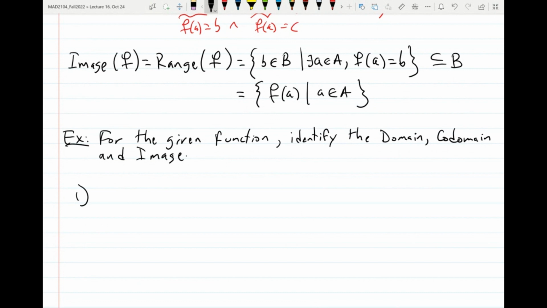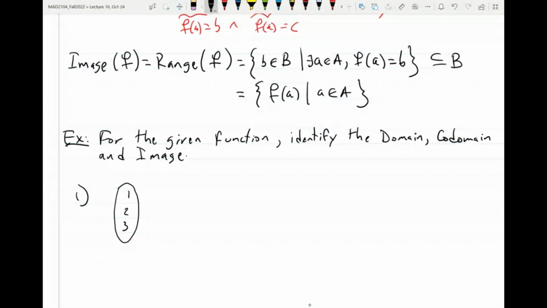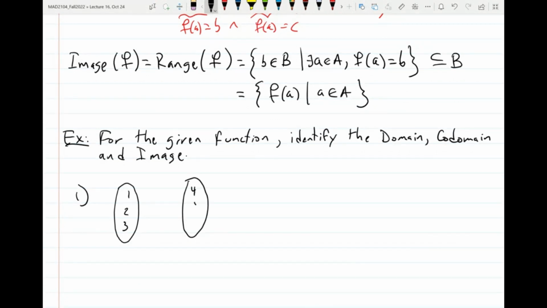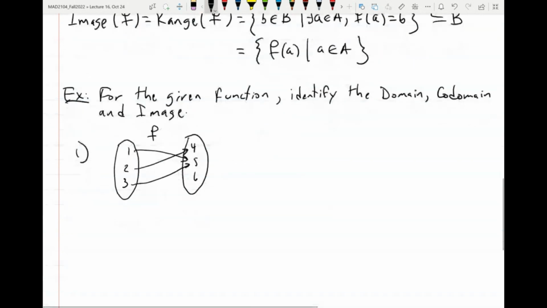Number one, I'm going to give you a picture form: 1, 2, 3, then 4, 5, 6, and let's say that this is the function f. What it does is 1 goes to 5, 2 goes to 4, and then 3 goes to 5. That's function f. That's one example.